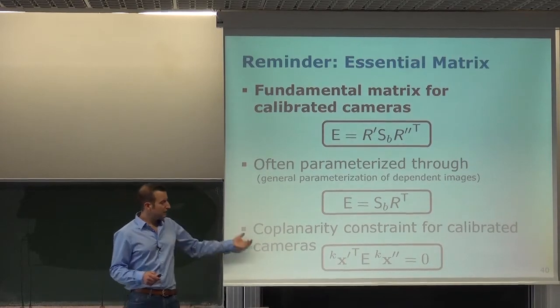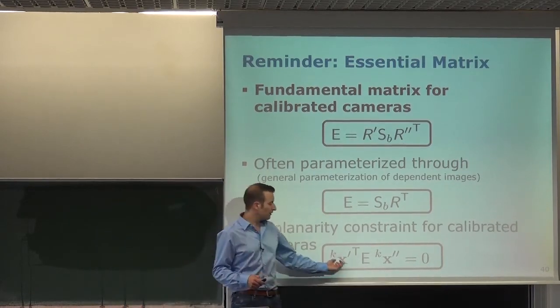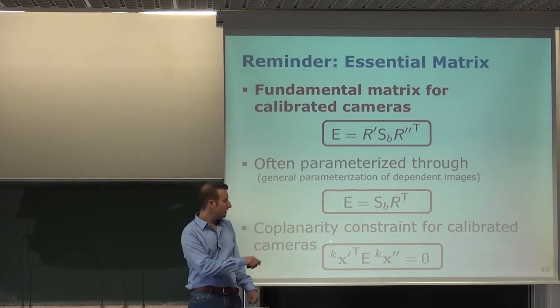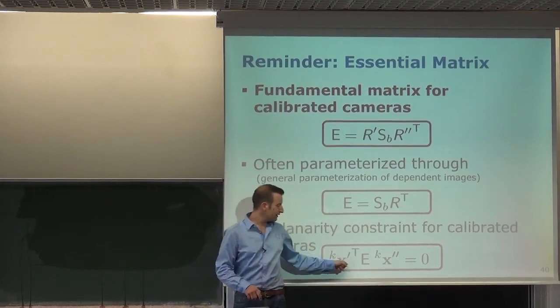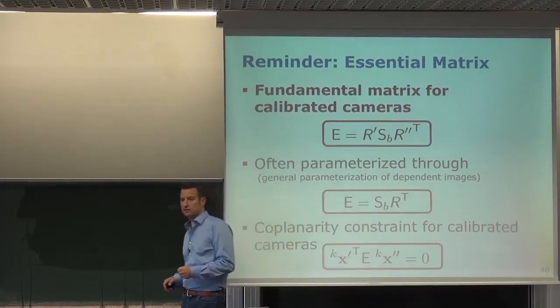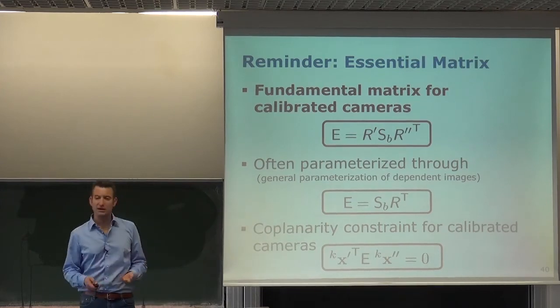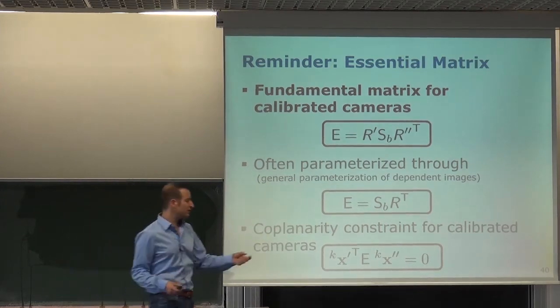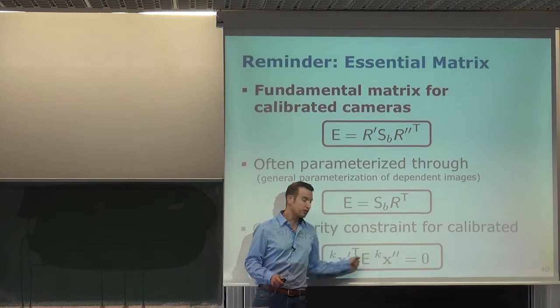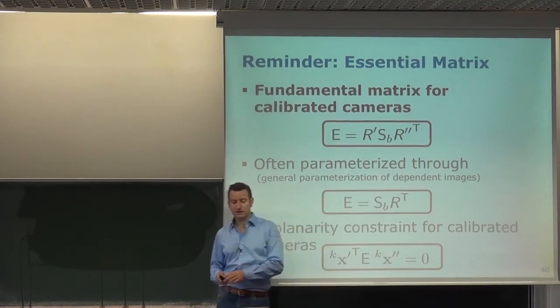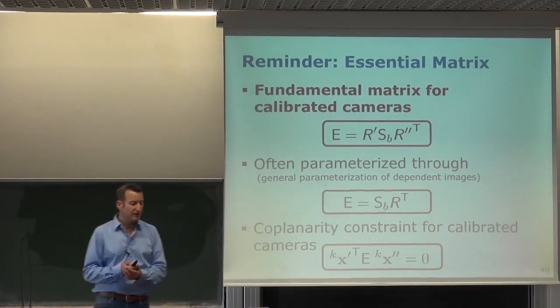So then also the coplanarity constraint can be formulated exactly in the same way, except that I have here already the corrected image coordinates. So if I have a calibrated camera, I have to apply the calibration matrix to the coordinates, I have the corrected coordinates, and then can use the essential matrix.